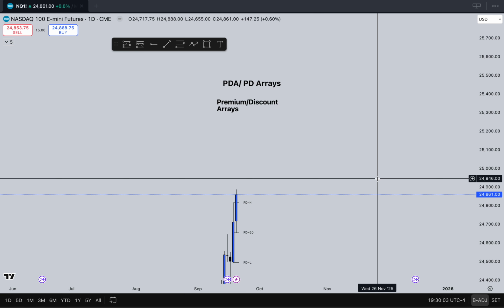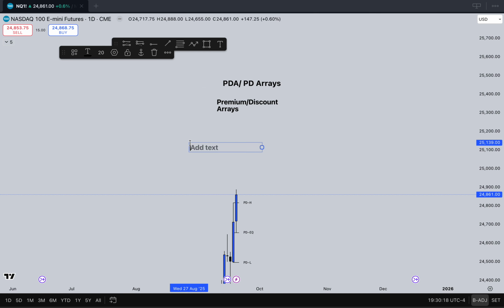So PD arrays stand for premium and discount arrays. In simple terms, a PD array is anything that can push price from a premium to a discount of the range that we are currently in, right?